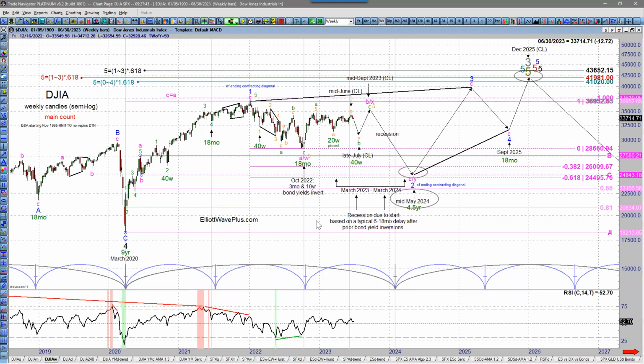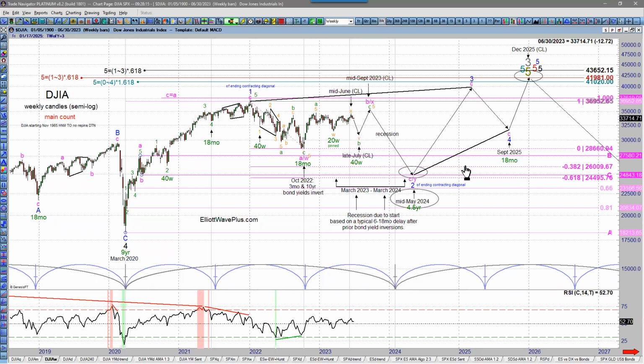How soon? Well, typically a recession is due to start about 6 to 18 months after that inversion. Well, that inversion occurred in October of 2022. So we're in the early part of the window where we would expect a recession to start, but it really doesn't have to start, if it's going to be typical, until March of next year.